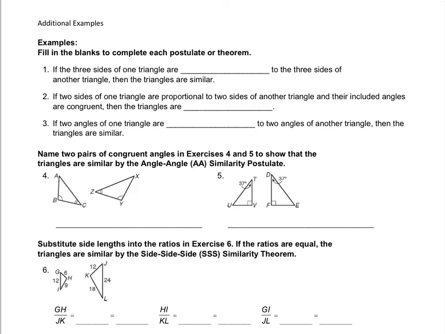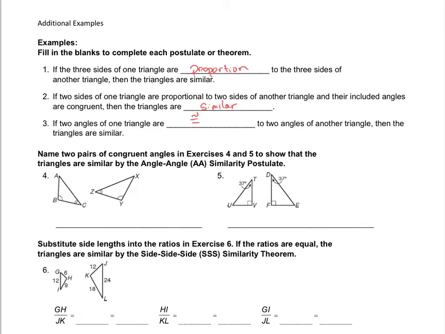For the first one, it says, if the three sides of one triangle are what to the three sides of another, then the triangles are similar. Well, this would have to be in proportion. Okay, if two sides of one triangle are proportional to two sides of another triangle, and their included sides are included, then the two triangles are similar. If two angles of one triangle are what to two angles of another triangle, then the triangles are similar. Well, this would be congruent.